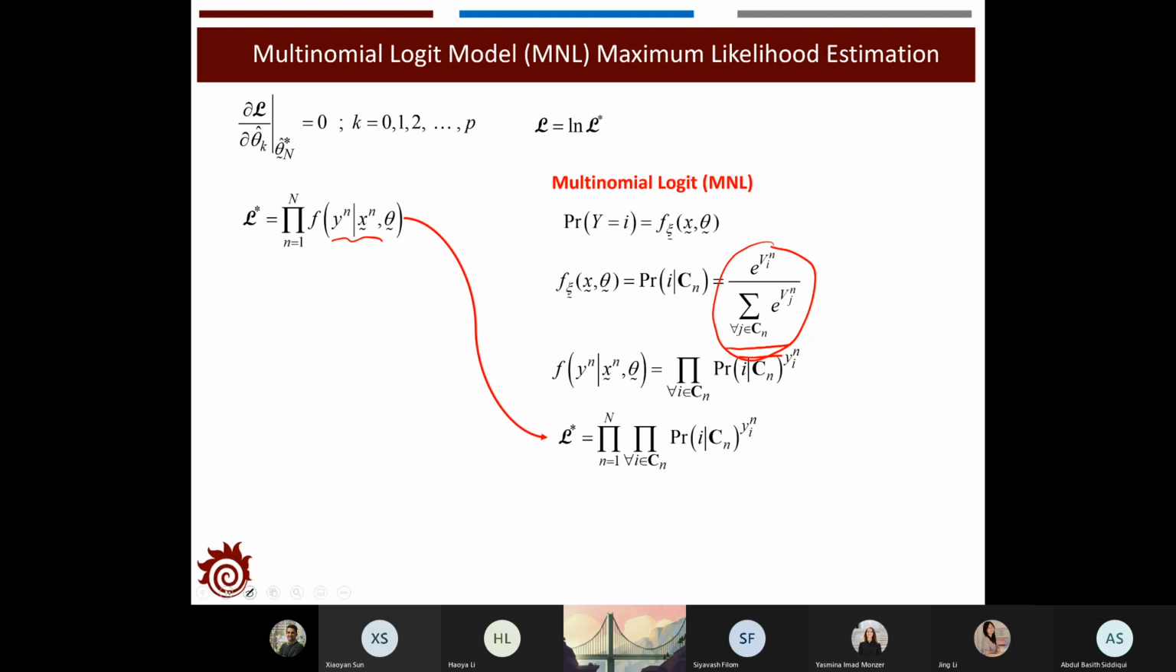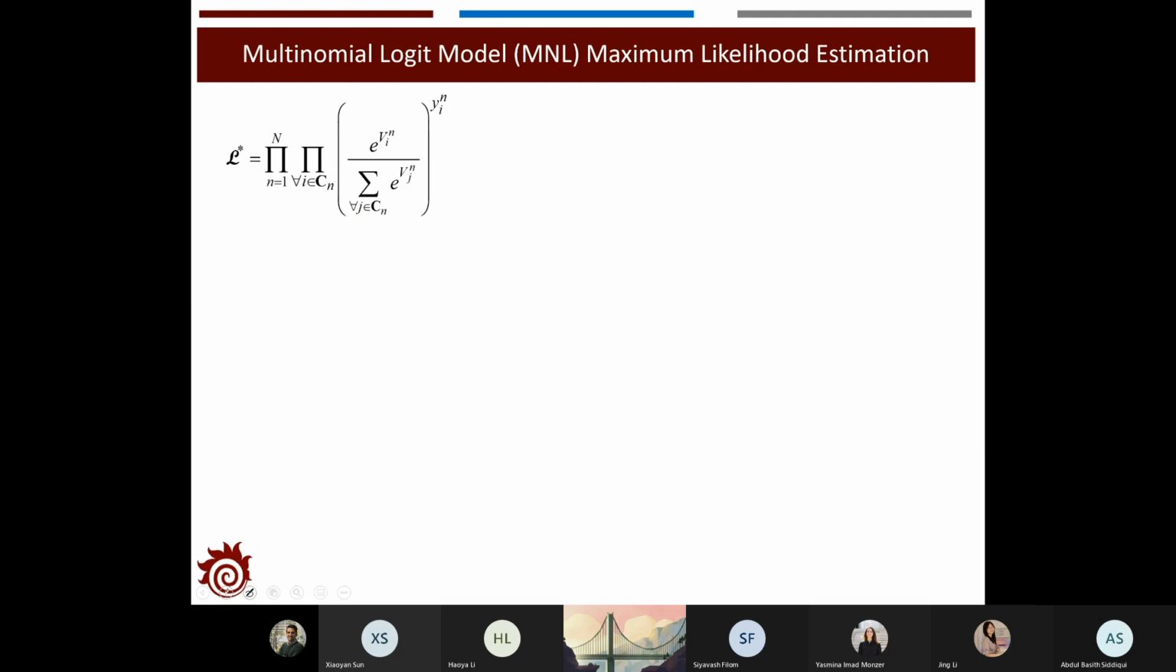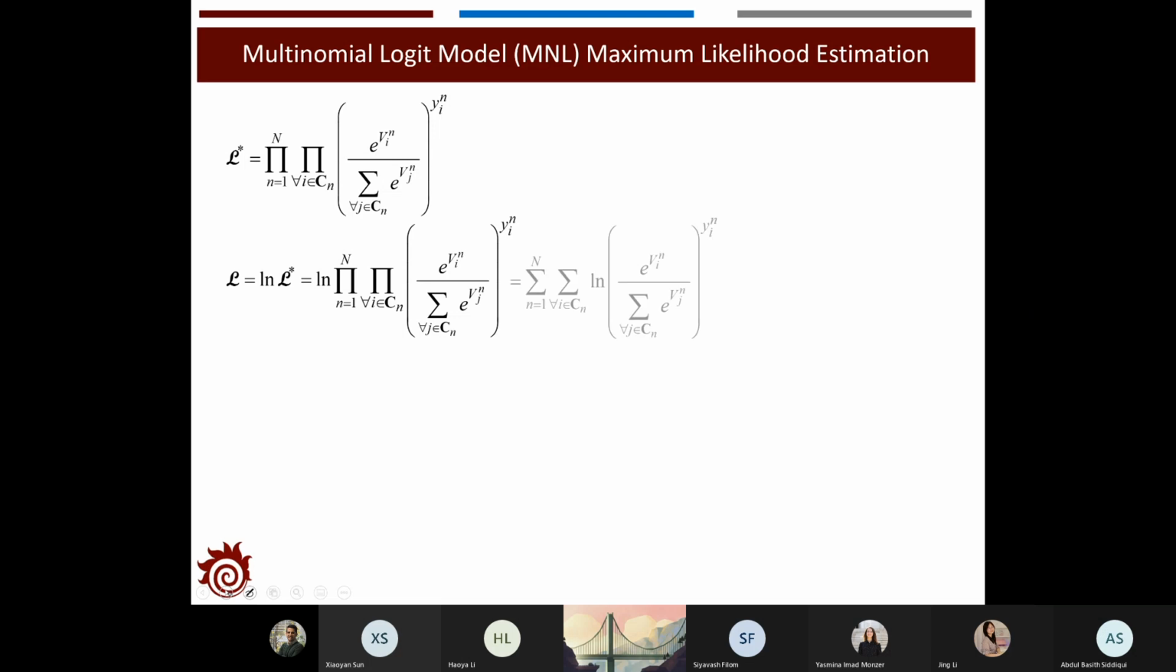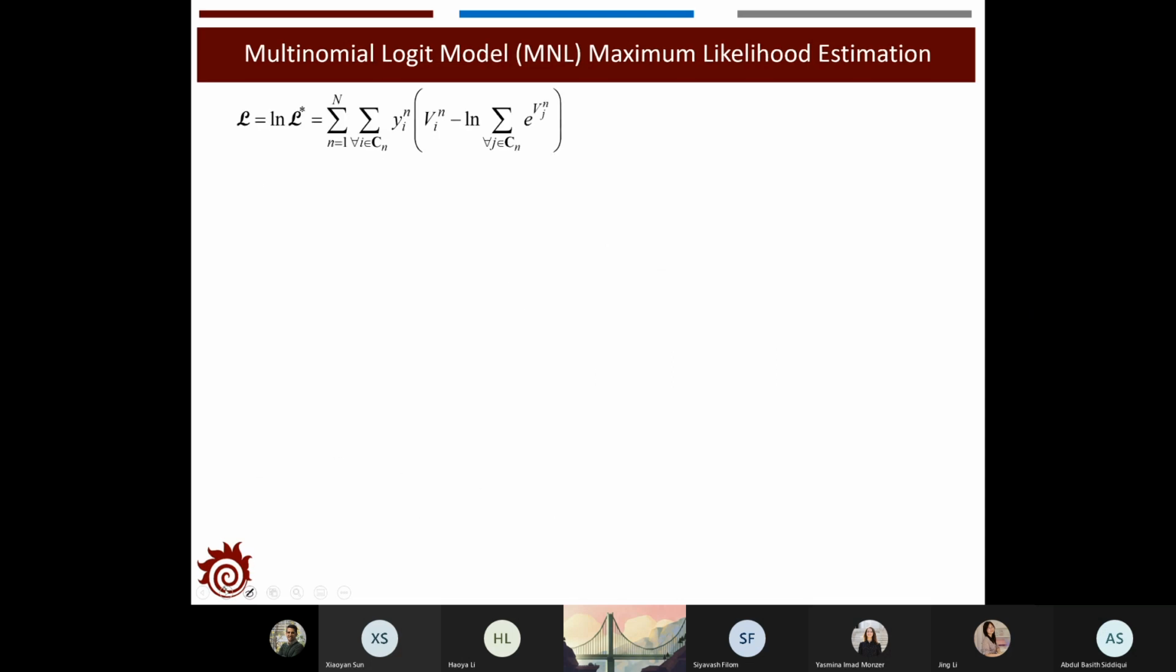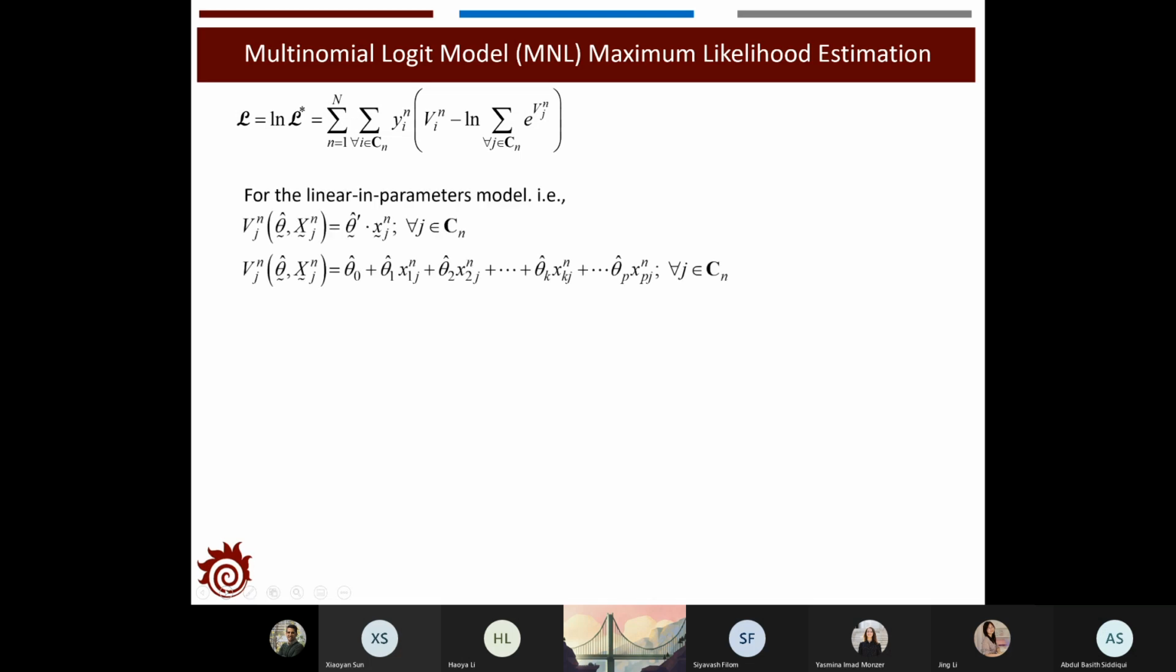With that you can continue the derivation. I'm going to skip those detailed processes, do the log transformation, and try to expand the expressions, simplify, cancel some common terms, and further reduce the complexity of the system.